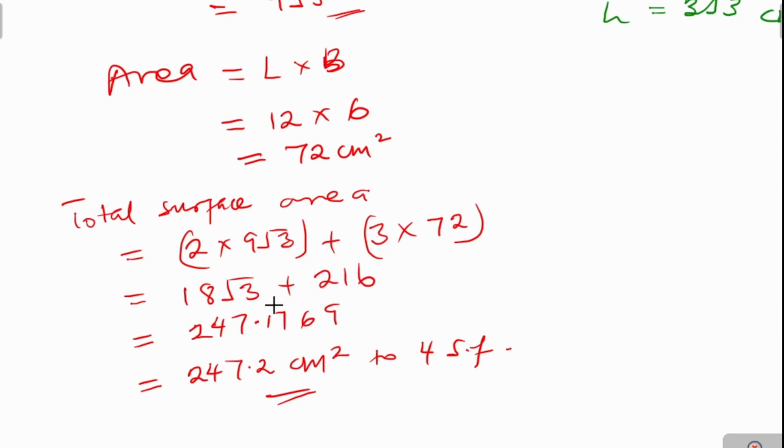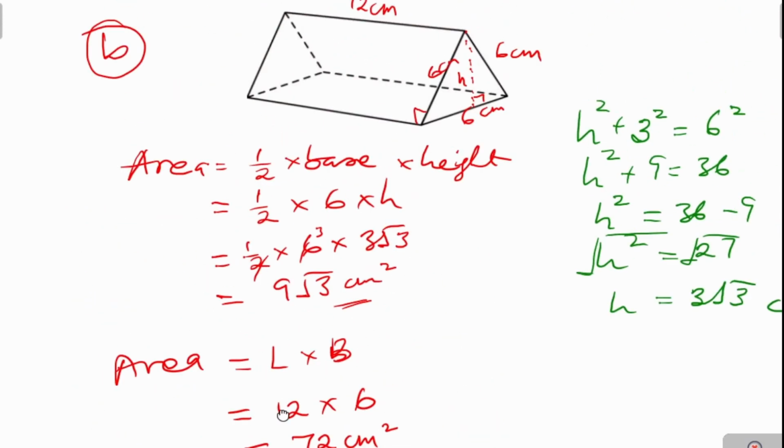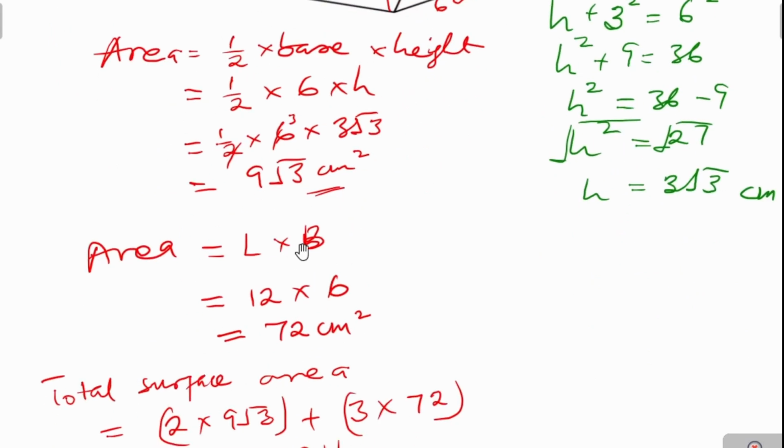root 3. And when you add the two of them in decimal, you are going to get 247.1769. But the question asks us to leave our answer to 4 significant figures. So that is how we got the 247.2 centimeters squared as the total surface area of our prism. Alright, so let's move on to the next question, question 9.